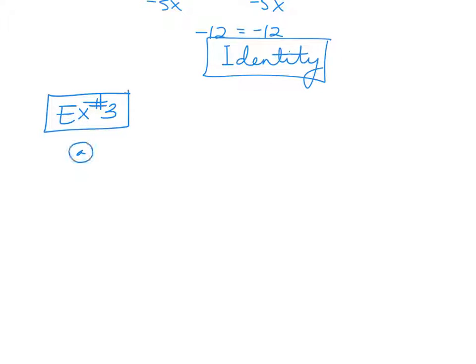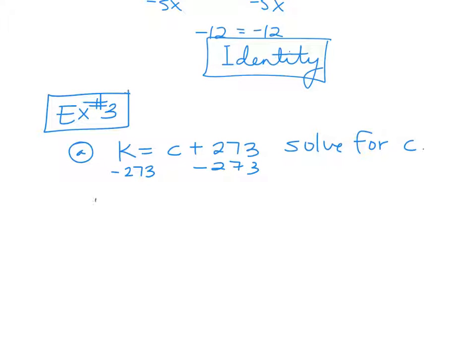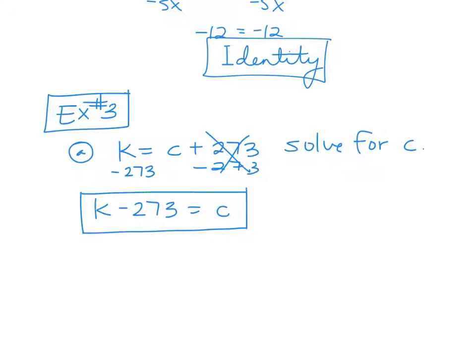So, for instance, if I say K equals C plus 273, and I say solve for C. Okay, that means I want to get C by itself. How do I get C by itself right now? Subtract 273 from one side. You subtract 273 from this side, 273 from this side. K minus 273 is not simplifiable, right? So you leave it as K minus 273. This is 0, this is C, you're done.